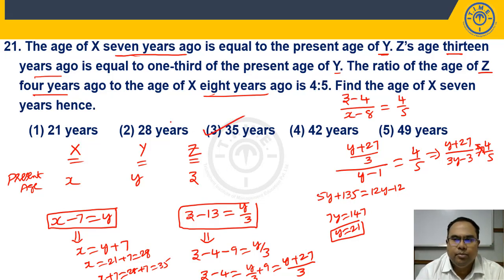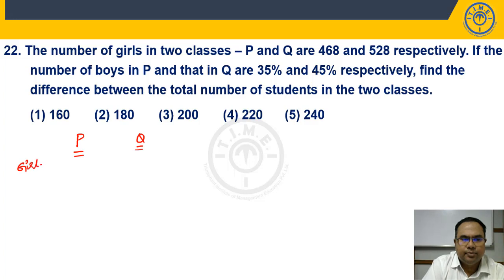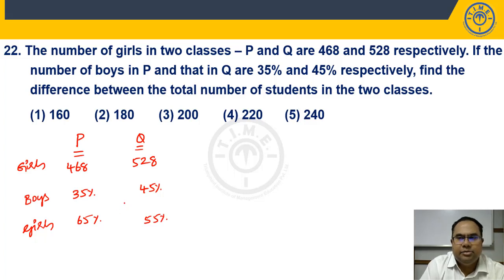22. The number of girls in two classes P and Q: P girls 468, Q girls 528. The percentage of boys in P is 35% and in Q is 45%. So girls should be 100 minus 35, 65%. In this case, girls are 55%. Difference between total number of students.